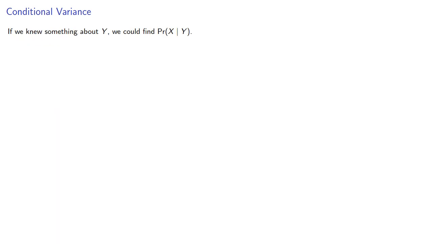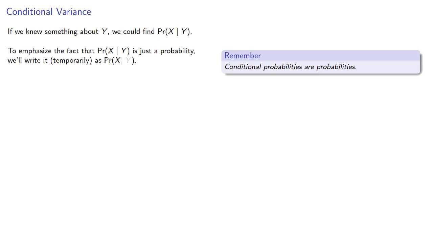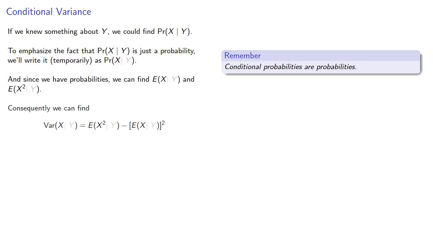If we knew something about y, we could find the probability of x given y. But remember, conditional probabilities are probabilities. To emphasize the fact that this is just a probability, we'll write it temporarily with the condition grayed out. And since we have probabilities, we can find the expected value and the expected value of x squared. Consequently, we can find the conditional variance. Or can we?